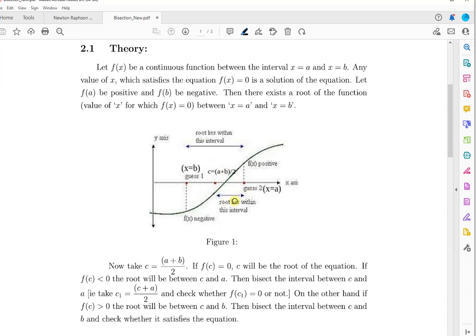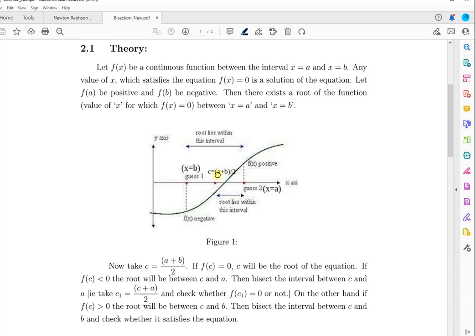Check whether f of c is equal to 0. If f of c is equal to 0, the average of a and b is taken as c, and when that value is substituted, the function gives 0, that means it is the solution of this function. Sometimes f of c may be positive. That means when you take c is equal to a plus b by 2, we get a value less than this a value. Since this is positive, the value can be moved a little closer to the solution.